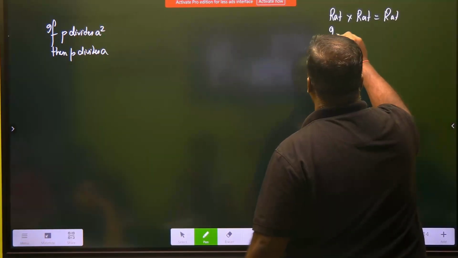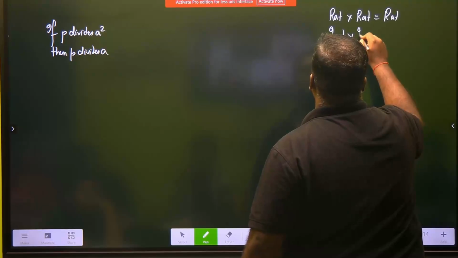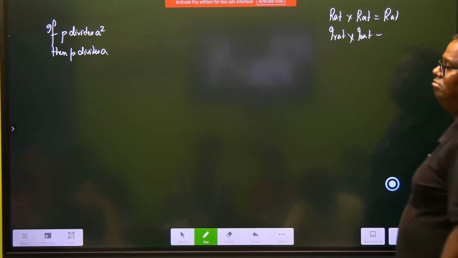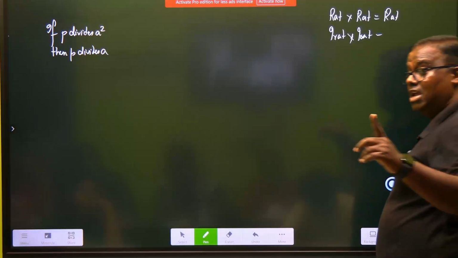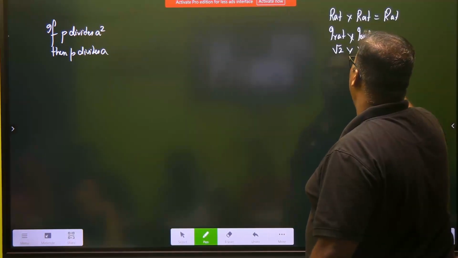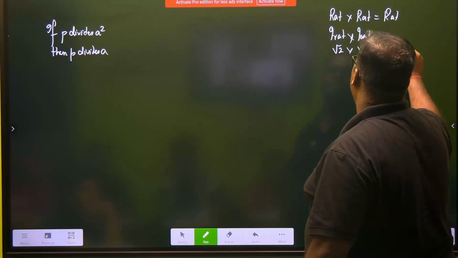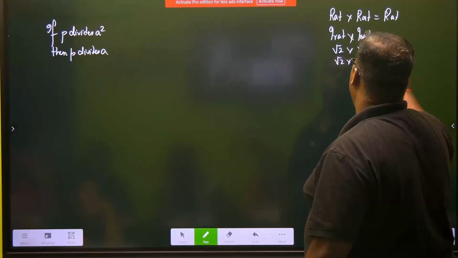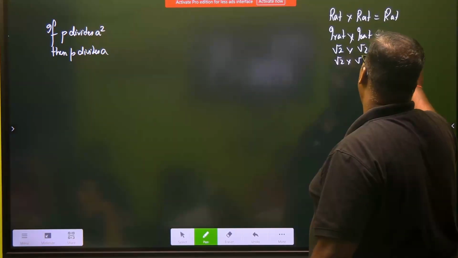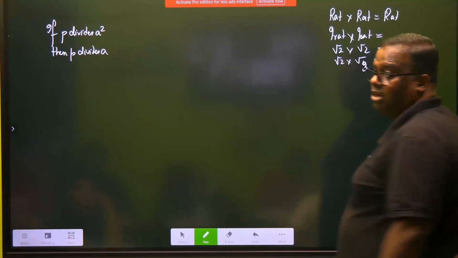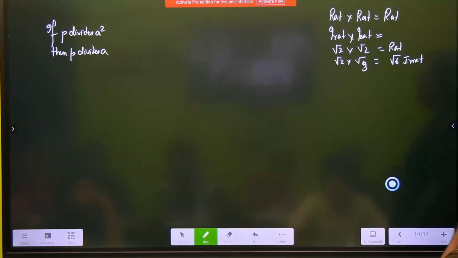An irrational multiplied by an irrational, this will be what? It may or may not be rational. For example, root 2 multiplied by root 2 will give you a rational, but root 2 multiplied by root 3 will give you root 6, which is again irrational. Clear? How about additions?